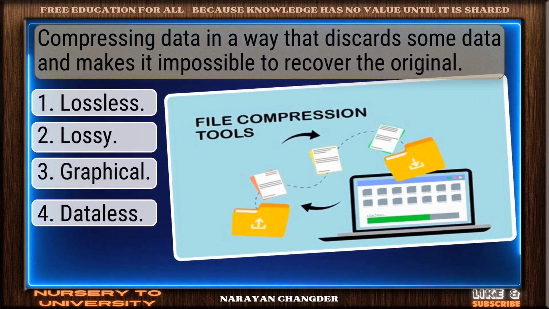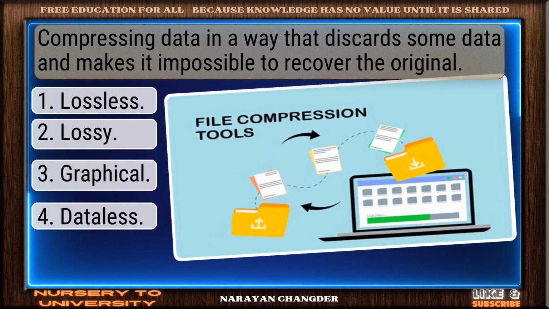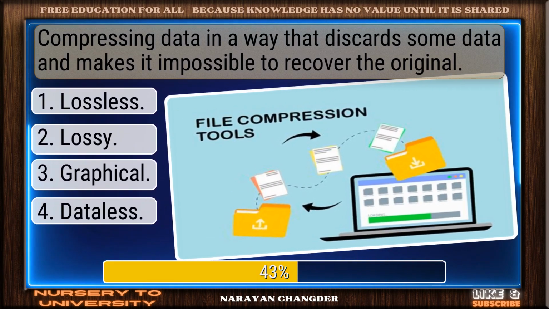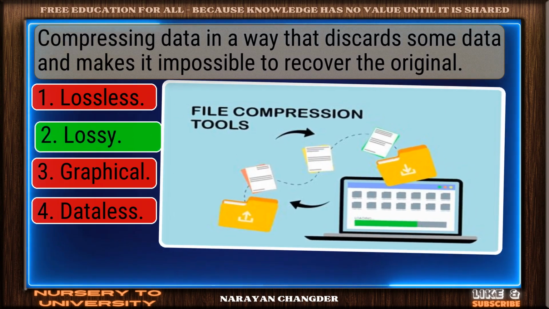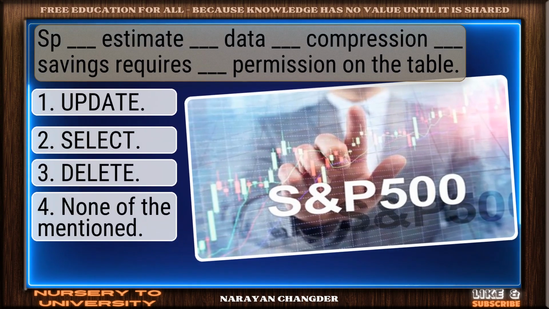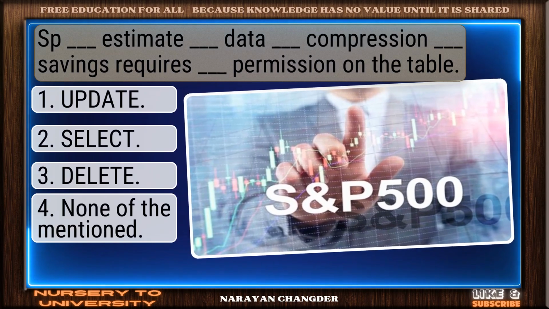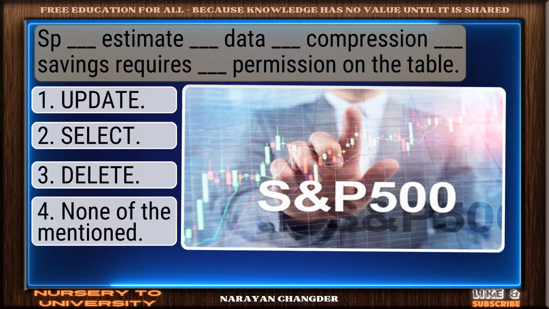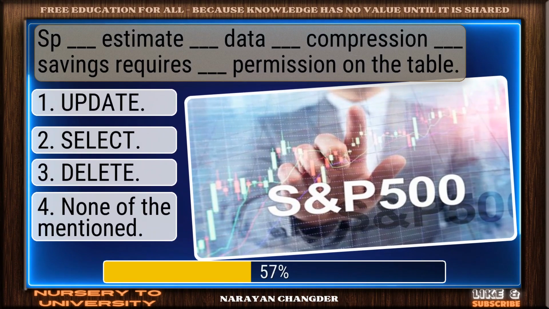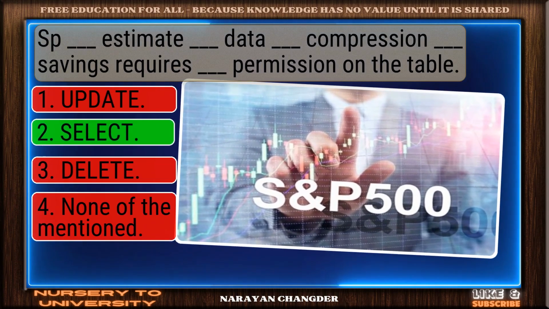Question number 23. Compressing data in a way that discards some data and makes it impossible to recover the original. Good job. Your answer, lossy, works well here. Question number 24. SP-estimate data compression savings requires permission on the table. Right again. Select is a valid answer.